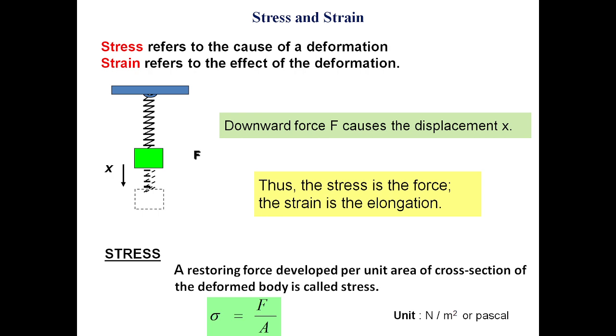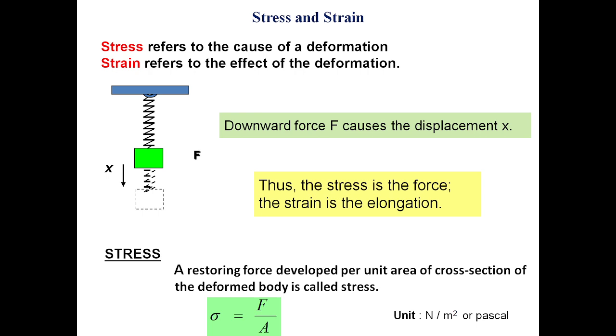The same elastic spring is tied at one end, and the other end is given a weight. When the weight is added, the spring will be expanded elastically, and a downward force will act. At the same time, an upward force also works. The downward force causes the displacement through a distance x. Here the stress is the force and the strain is the elongation. So stress is the cause and the strain is the effect.